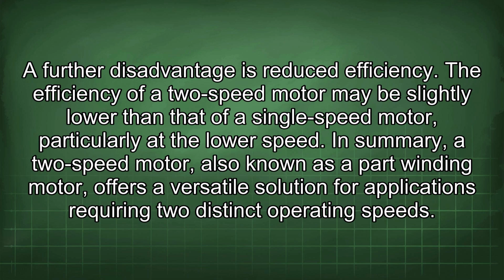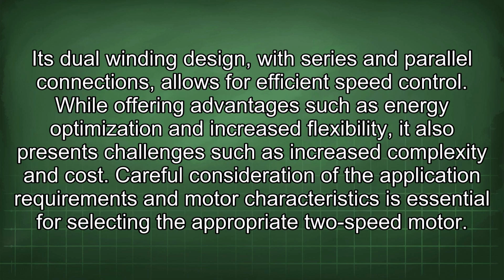In summary, a two-speed motor, also known as a part-winding motor, offers a versatile solution for applications requiring two distinct operating speeds. Its dual-winding design, with series and parallel connections, allows for efficient speed control, while offering advantages such as energy optimization and increased flexibility. It also presents challenges such as increased complexity and cost. Careful consideration of the application requirements and motor characteristics is essential for selecting the appropriate two-speed motor.